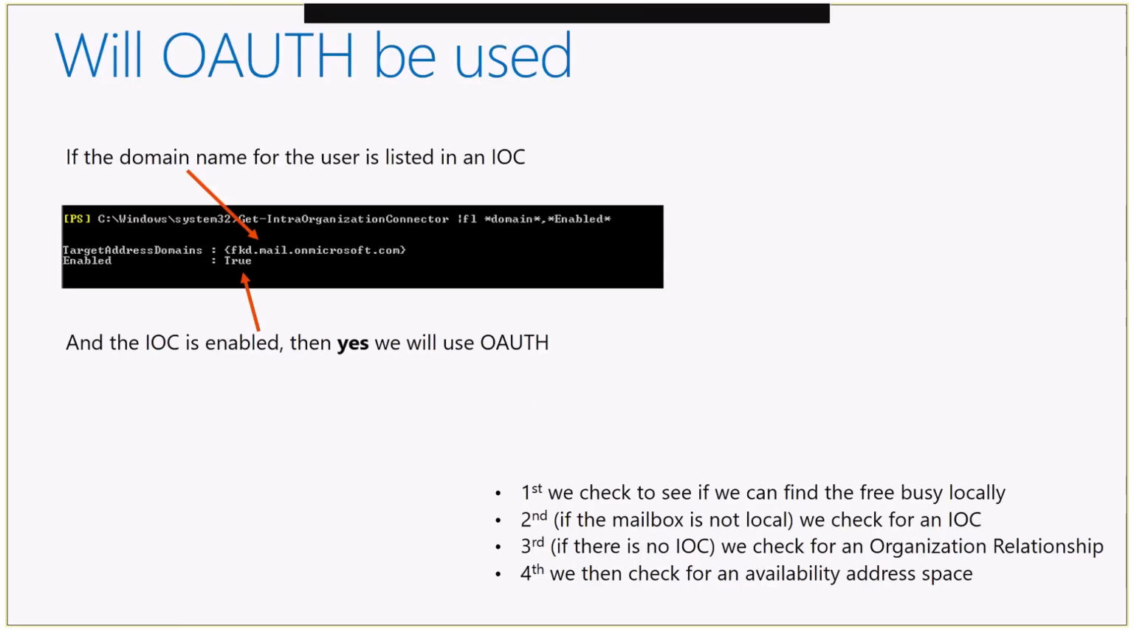One of the things to think about there is if you think OAuth is an issue for you, one of the things you could do is go into your intra-organization connector, and you could just set enabled to false. That will force you to use the Microsoft Federation Gateway and Deauth, thereby proving if it's an OAuth issue or if it's something else. It's an easy way to rule out OAuth. But note that any of the features that rely on OAuth at that point would not work. So you'd want to schedule that accordingly.